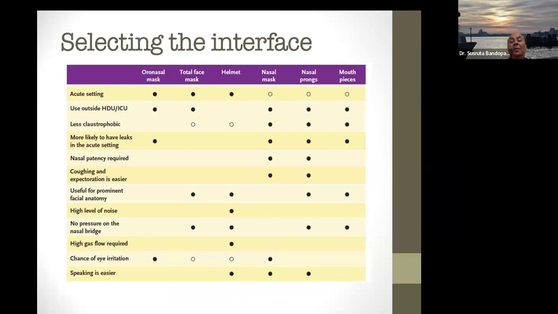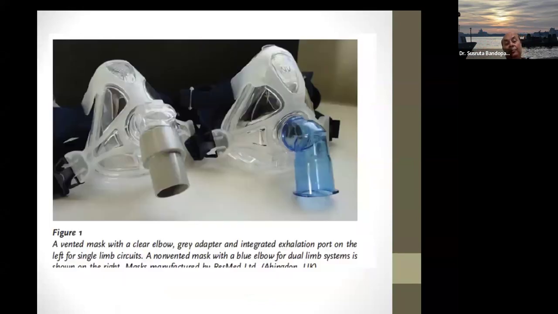Selecting the interface in the acute setting: oronasal mask. Outside the hospital HDU, the oronasal mask is more likely to have leaks in the acute setting. You can see these are the indications for the oronasal mask, and nasal masks are for outside the ICU. For nasal CPAP, these nasal masks are good, and a helmet mask might be better in cases where the patient is having a ventilation problem, maybe in ARDS, etc.